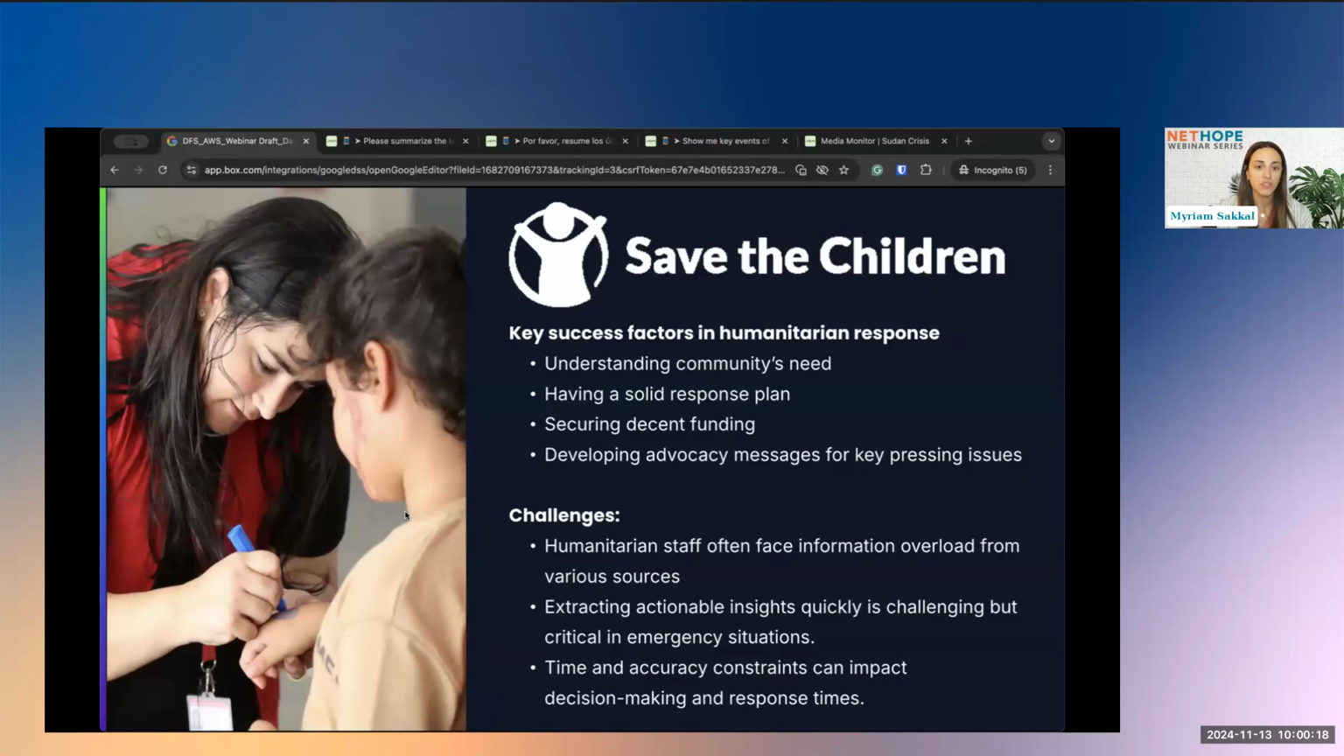And whenever we see such escalation, it's also crucial to secure decent funding that aligns with the needs observed on the ground, to be able to respond to the vulnerabilities that we can see.